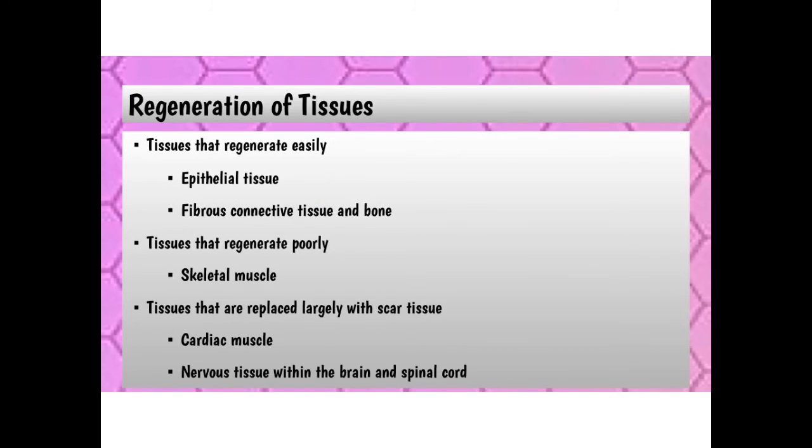So tissues that regenerate very easily would be epithelial tissue, fibrous connective tissue, and bone. Tissues that regenerate poorly would be skeletal muscle, and tissues that are replaced largely by scar tissue would be cardiac muscle, and nervous tissue within the brain and spinal cord.